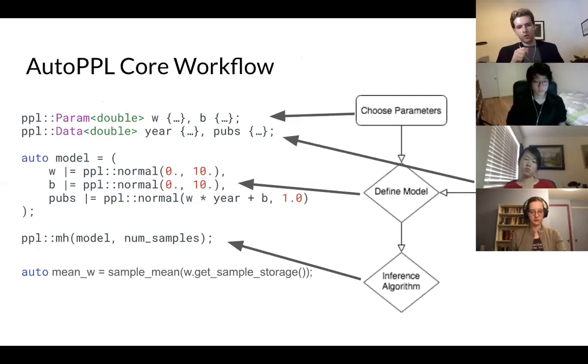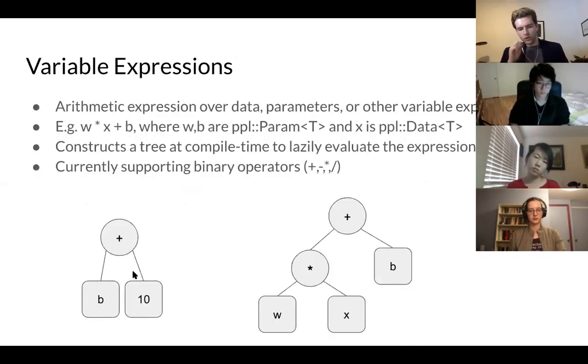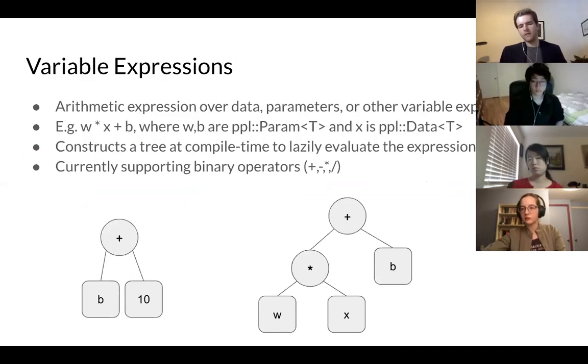Returning to the AutoPPL core workflow, we describe how first a user can define data using PPL param and data classes, define an efficient model, which is an elegant wrapper around that data, and then call a variety of generic sampling algorithms. Crucially, this is made possible using a variety of variable and distribution expressions. And essentially what these are, are operator overloading generated abstract syntax trees, which are compiled and generated at compile time and allocated on the stack. This means that instead of having to do a classic heap allocated graph to describe the abstract syntax tree, all of this can be generated at compile time and ordered contiguously on the stack.